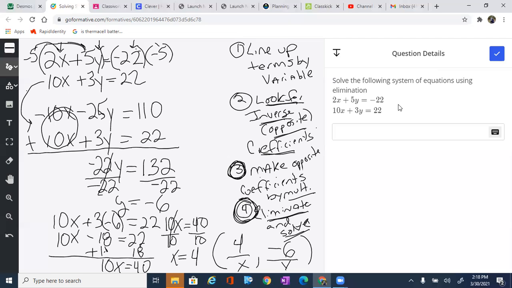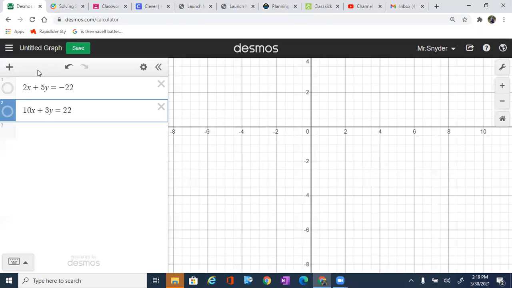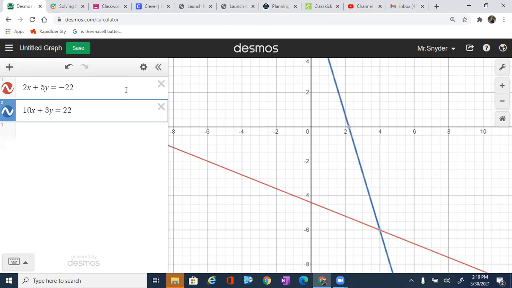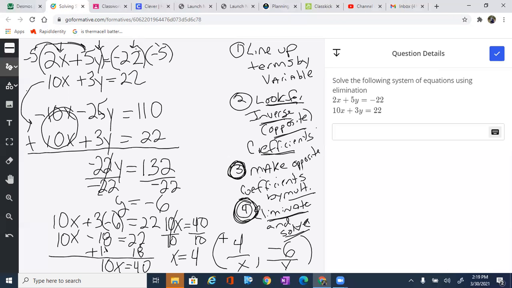Now, to be 100% sure, we've done this algebraically, and that's going to be required, I'm sure, by many of your teachers, especially myself. What I'm going to do now is go over to Desmos, and I'm going to check that. So I type it in, 2x plus 5y equals -22. I bring in the other one, 10x plus 3y equals 22. And I'm going to look for where they intersect, and you'll notice that it is (4, -6). And that is exactly what we got.